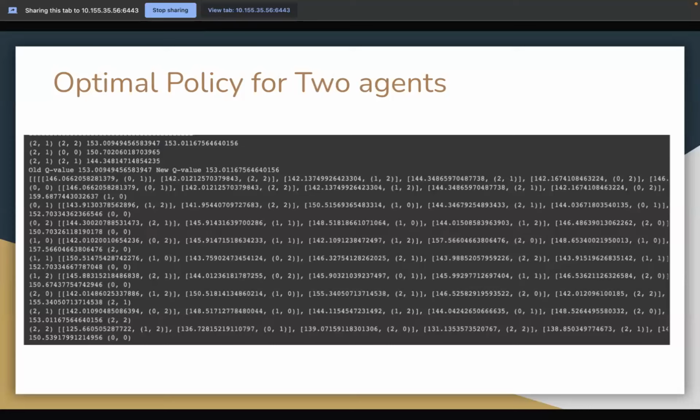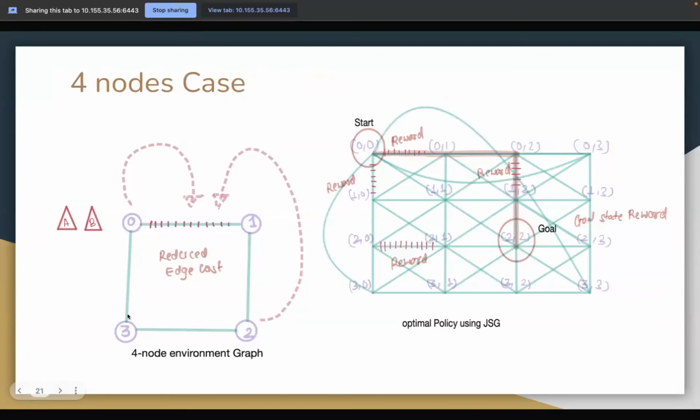So this is the result. It started from 0,0 and goes to 0,1, then 1,0, then 1,0 to 2,0, then 2,0 to 2,1, and then 2,1 to 2,2, right? I again did this experiment with the 4 node case.